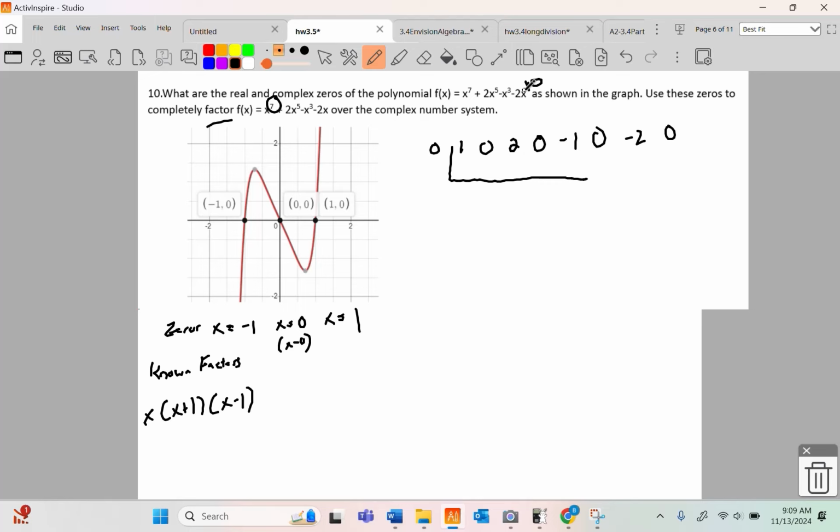Hopefully that's 8 things. It looks like 8 things. So we're going to drop, and we're going to multiply, and we're going to add. Multiply and add, repeated down the row. Sorry.